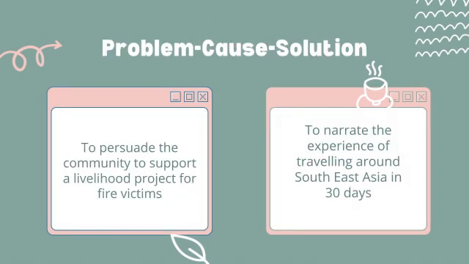Which of the following is an example of a problem-cause-solution pattern? To persuade the community to support a livelihood project for fire victims. To narrate the experiences of traveling around Southeast Asia in 30 days. The answer is to persuade the community to support a livelihood project for fire victims.